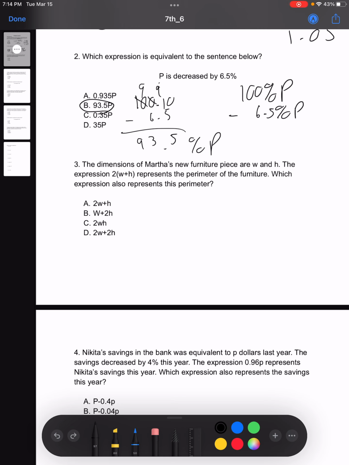The dimensions of Martha's new furniture piece are W and H. The expression 2 times W plus H represents the perimeter of the furniture. Which expression also represents this perimeter? We have 2 times W plus H. To simplify this expression, what we can do is multiply in the coefficient to both W and H. In other words, we can do 2 times W plus 2 times H. This gets us 2W plus 2H, which makes our answer D.